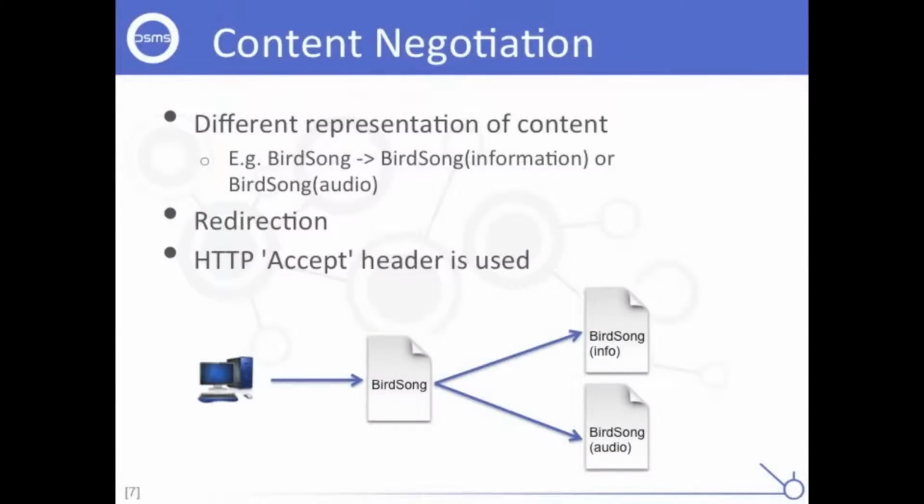An important concept when accessing linked data is the use of content negotiation. For example, we have the bird-song resource, which can be expressed as information or as raw audio. Content negotiation basically does a redirection when asking for a resource, and this redirection can be specified in the HTTP request by filling the desired representation in the accept header.